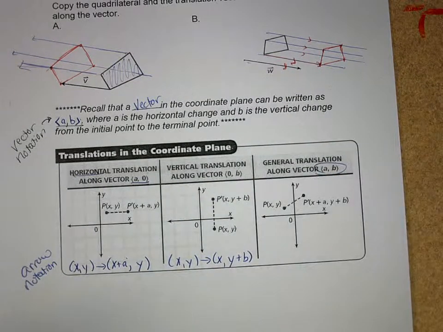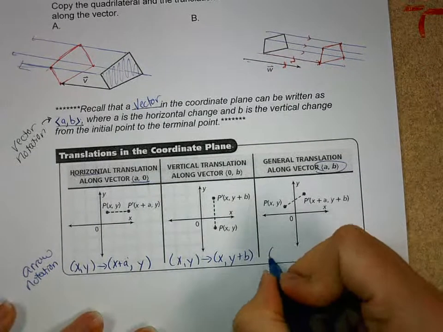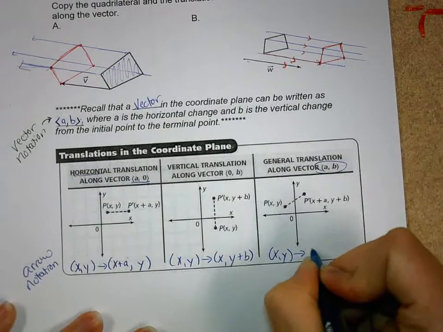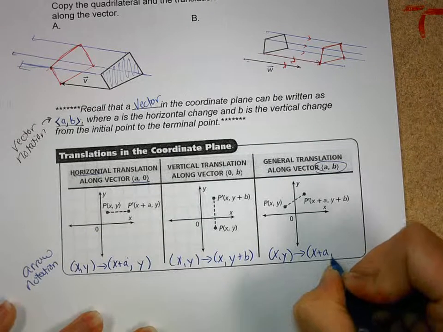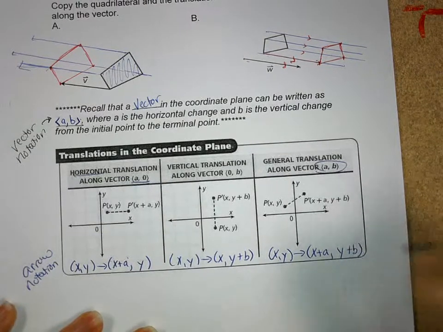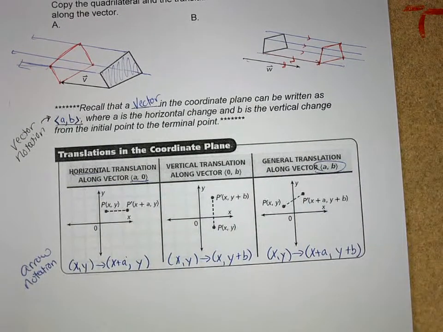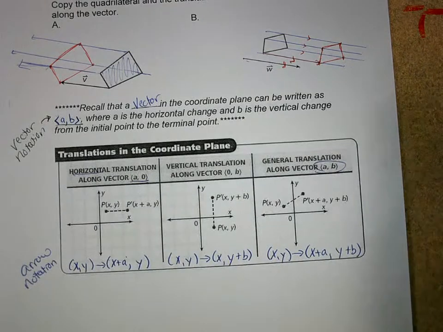If that's my vector, <A, B>. Well, your initial point would be (x, y), but your new one's going to be (x + a, y + b). So we'll just use the vector notation to tell us how to write the mapping that we need. Now we're going to use that in order to translate a few things.